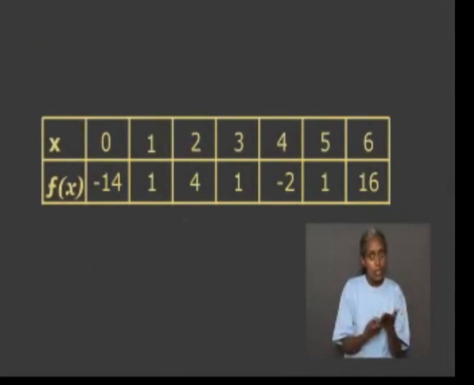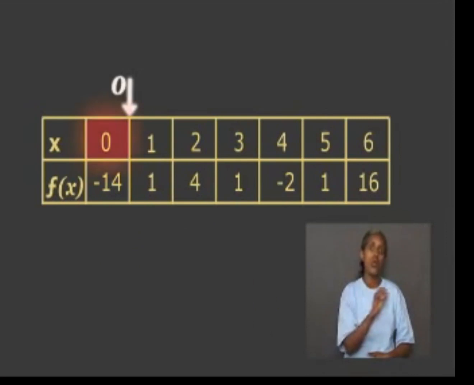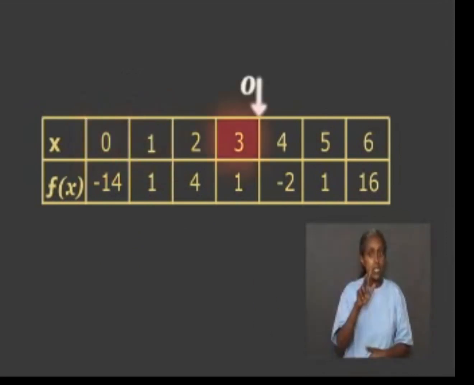Here's what your table of values should look like. A zero exists between two successive integers that change signs. Therefore, you can see that f has a zero between 0 and 1, 3 and 4, and 4 and 5.